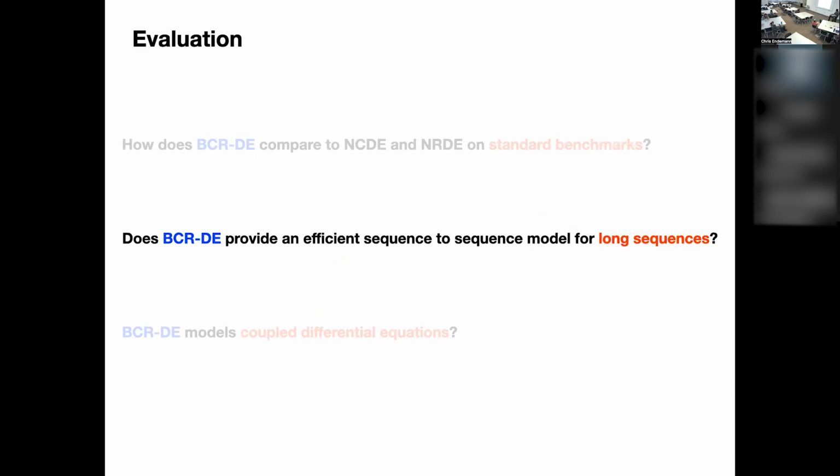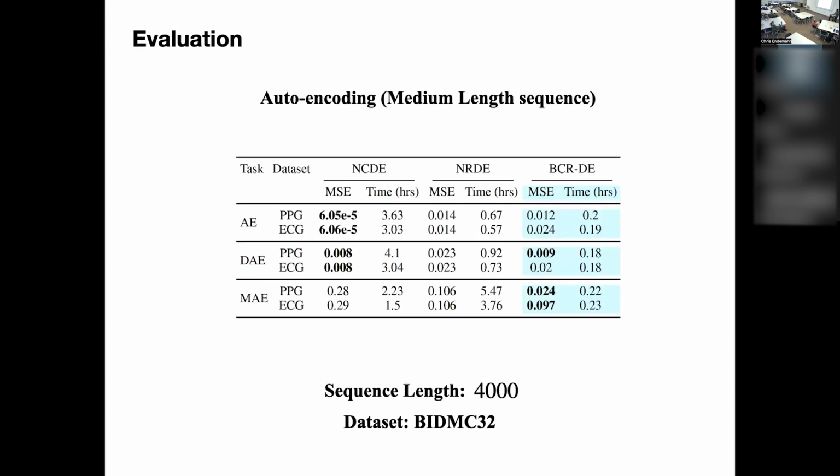So for sequence to sequence modeling, we tried the standard autoencoding, denoising autoencoding, and masked autoencoding. And in all cases, you can see that the time taken by BCRD is much less. And the performance is also, so except for the NCDE, the autoencoding task is kind of simple here, so it doesn't really show which method is powerful. But with denoising and masked autoencoding, you can see the difference clearly.